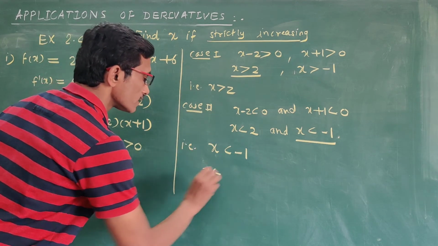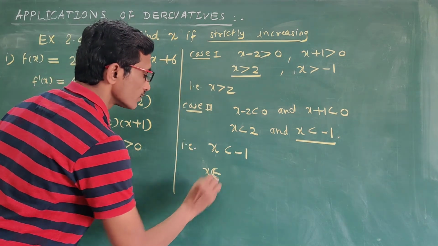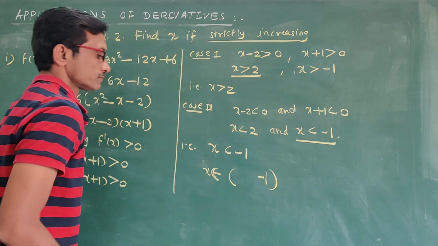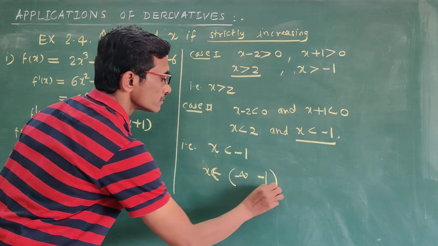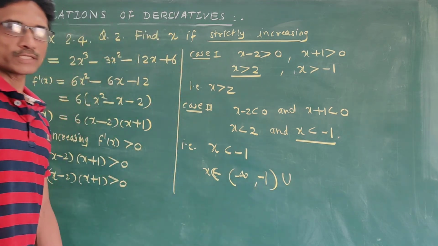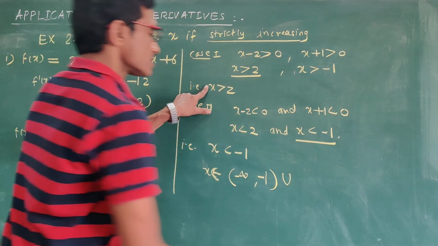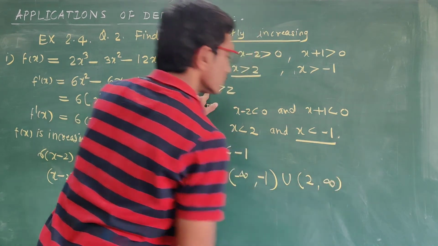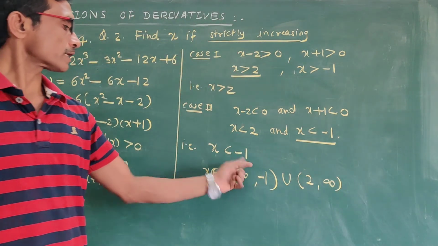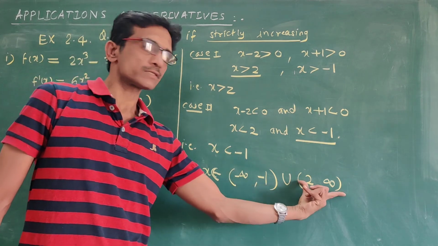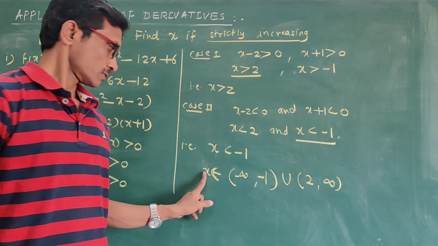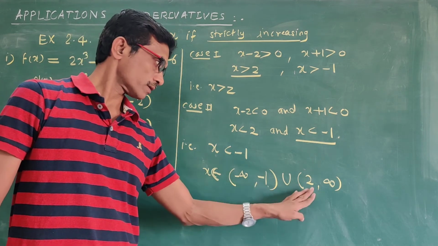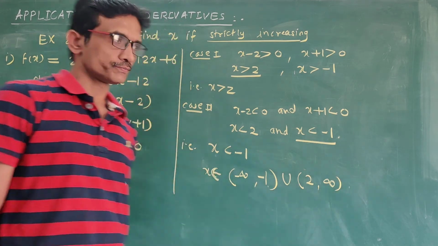That means we can write it together as x is less than minus 1, that is minus infinity to minus 1, union x is greater than 2. That means it is greater than this 2. So x lies in x is less than minus 1 or x is greater than 2. So this is possible that x is either less than minus 1 or x is greater than 2.